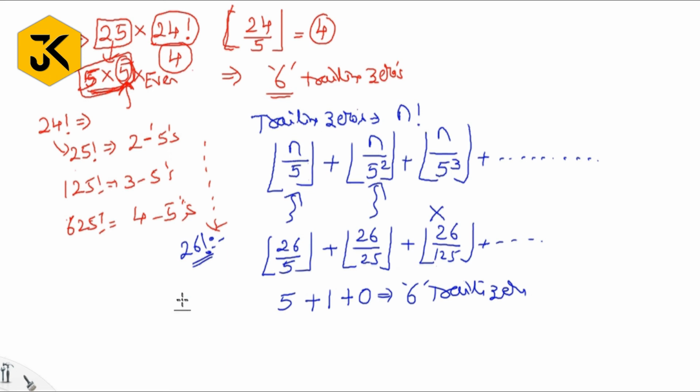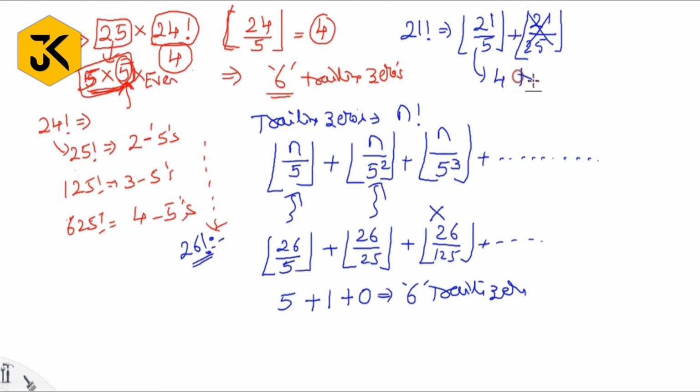Okay, for example, I want to find how many trailing zeros are there in 21 factorial. What we need to do? 21 by 5 floor plus 21 by 5 square, which means 25. We'll stop here. Why? Because if you calculate 21 by 25, you will get 0 point something, which means 0 only. That means there are no extra 5s here. So 21 by 5 gives you 4. That means 4 trailing zeros are there at the end of 21 factorial.